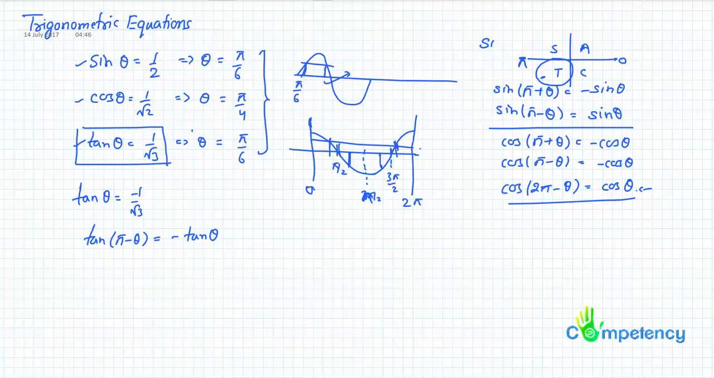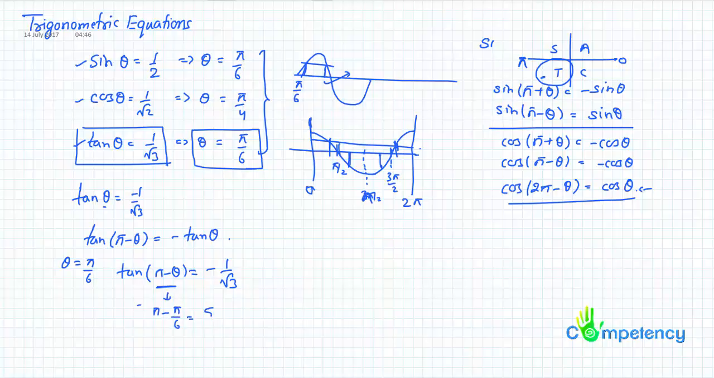The acute angle or the basic angle we know, theta, will be pi by 6. So that means if theta is pi by 6, our work is done here. So if theta is pi by 6, we have tan of pi minus theta is equal to minus 1 by root 3. That means this particular value here, which we have to actually find, is pi minus pi by 6, or 5 pi by 6. So this is how we find these basic values.